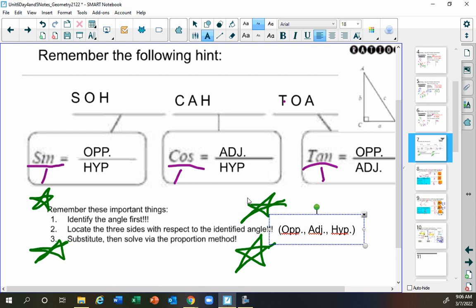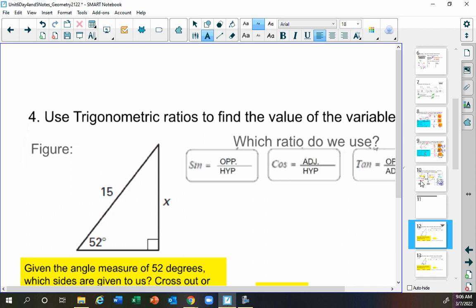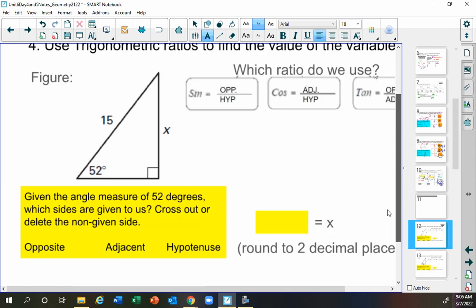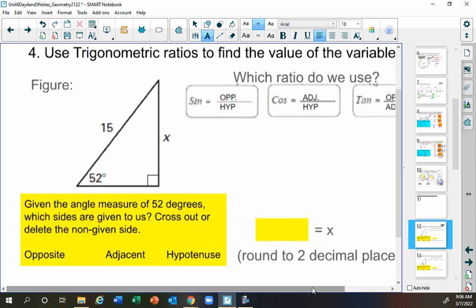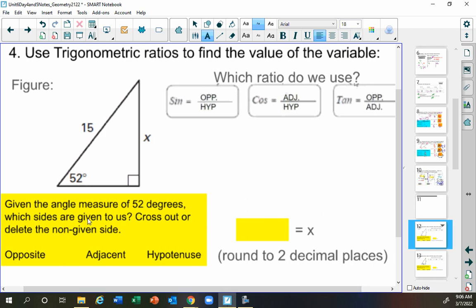Okay, here we go. And I kind of gave you an idea on how to do these types of problems here. So here's what's going to happen. What we're going to do, here's our 52-degree angle.